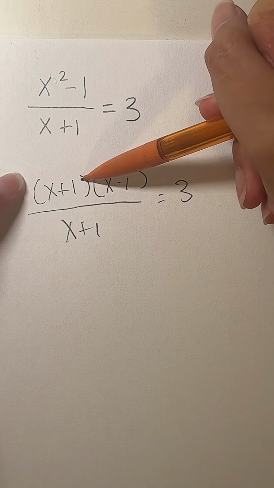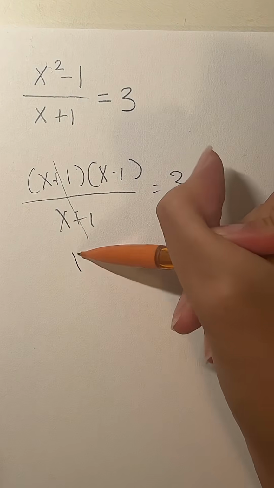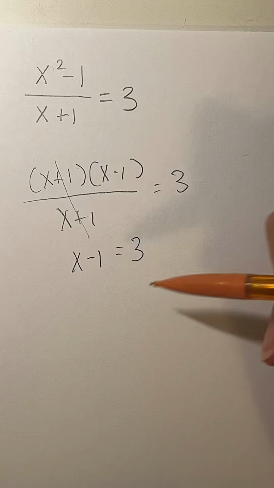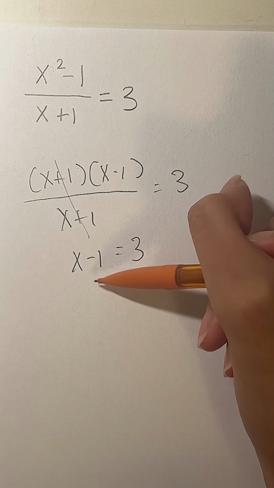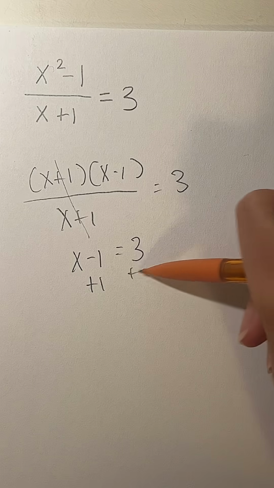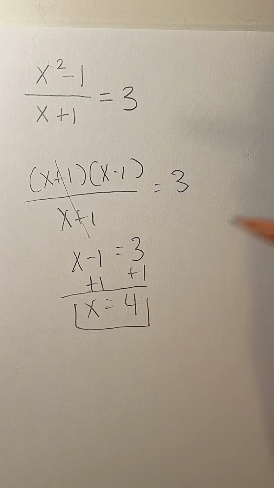x plus 1 is in the top and bottom, so we could just cancel that out, leaving us with x minus 1 is equal to 3. And to get x alone, we're going to have to get rid of the 1, which we could do with the opposite operation, adding 1 on both sides. That's going to be x is equal to 4. And that is the answer.